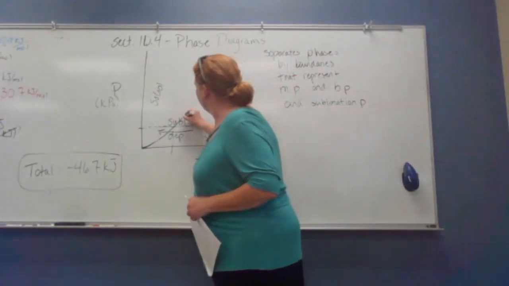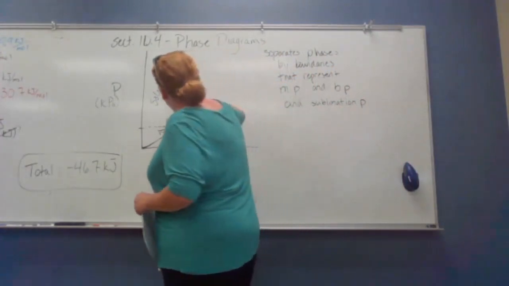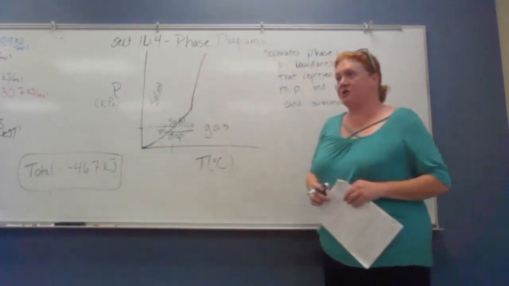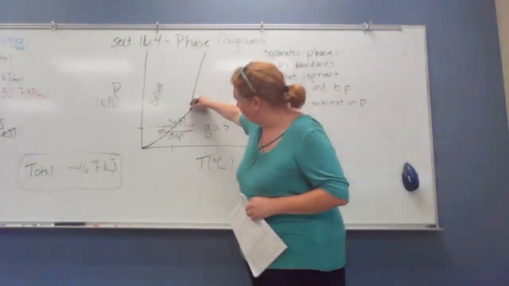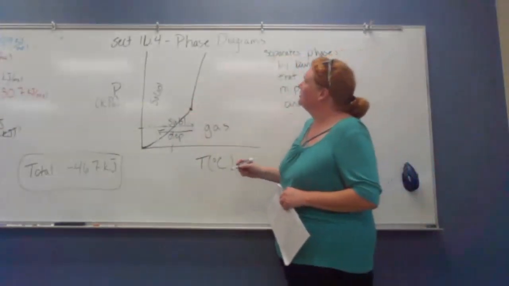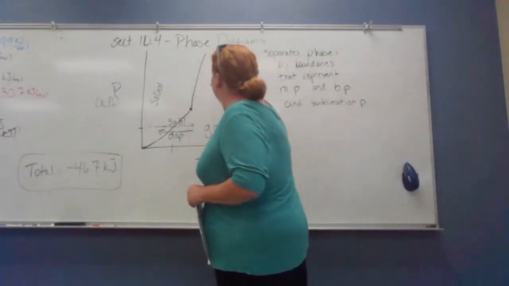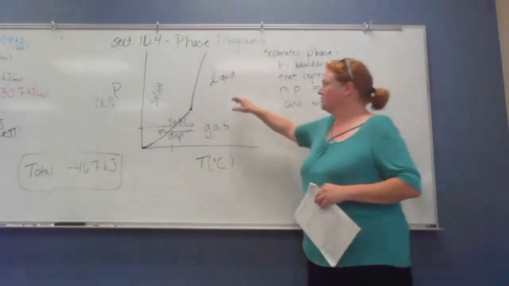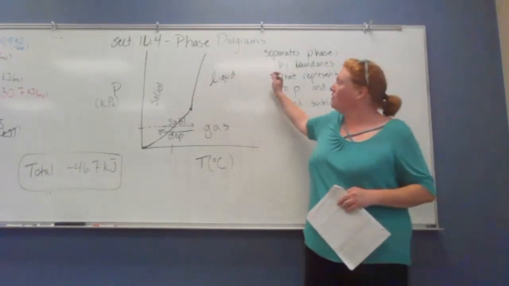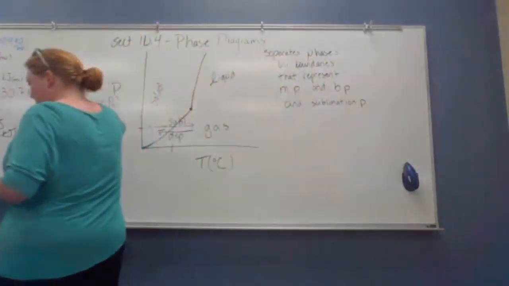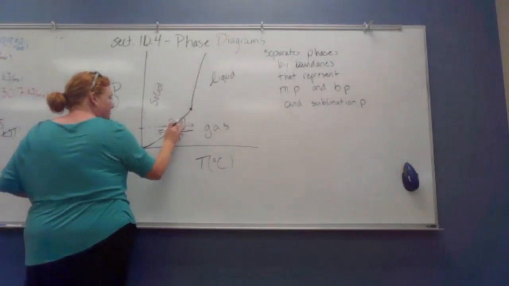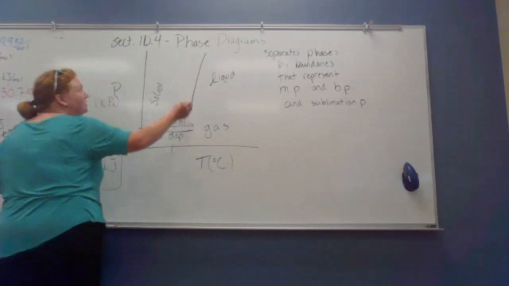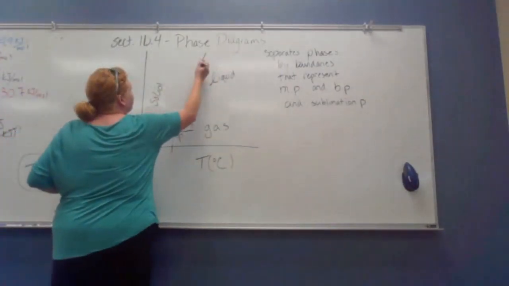Okay, so here we go. We get here, and then usually you have a line that goes up like that. There's another boundary. I'm going to put a dot here. Y'all put a dot there. And so now we have our liquid phase. Solid, liquid, gas. This line that separates solid and liquid, what phase change is that? Melting. And freezing.